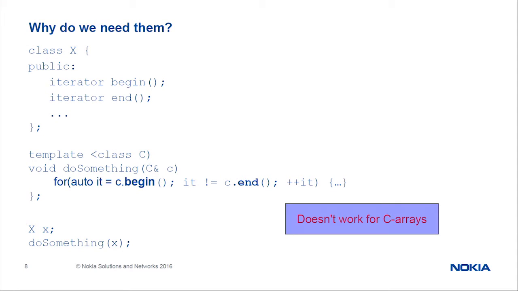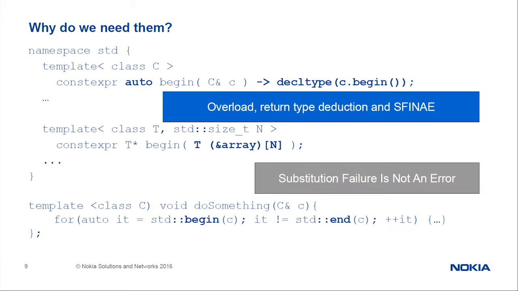Let's see. I define a class that defines two operations, begin and end, and I use it like that in a generic context, in a template. This works for this class, but the interface is not generic enough, because I cannot use it for C arrays. Because for C arrays, I cannot define members on a C array. Then I need to define a function that will be overloaded.